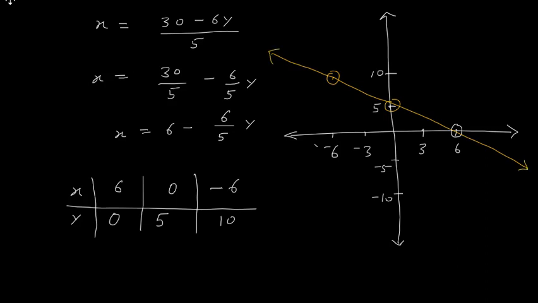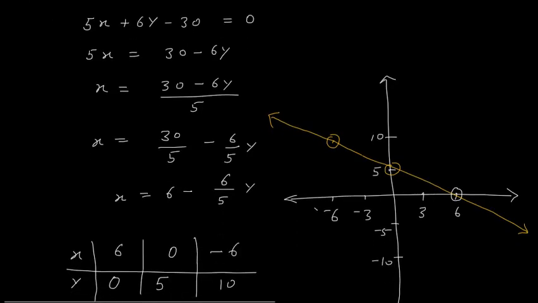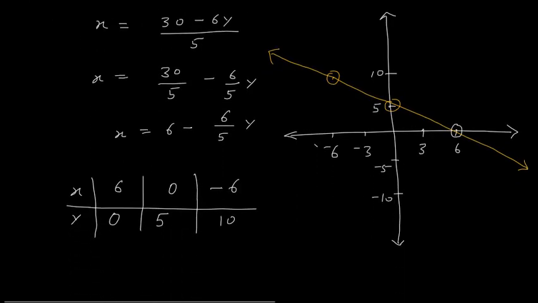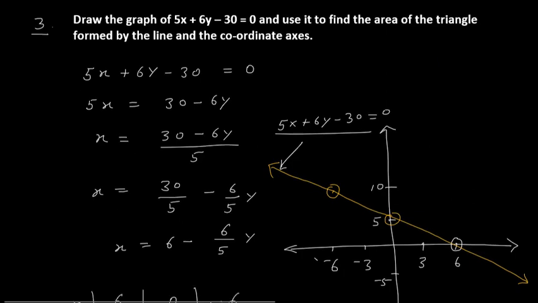And this line is 5x plus 6y minus 30 equal to 0. 5x plus 6y minus 30 equal to 0 is the required line.